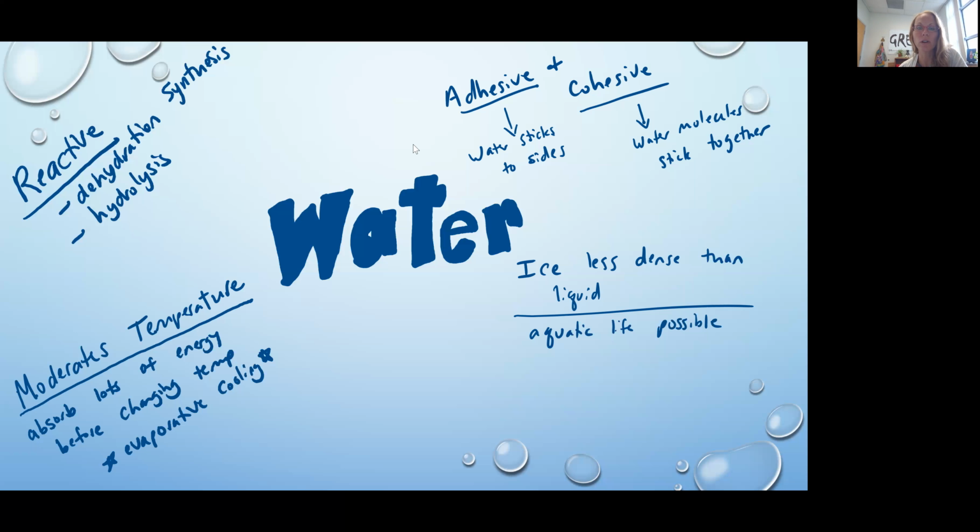This is important for aquatic life because it means that our ice is floating. Rather than our lakes and oceans freezing from the bottom up and pushing all life out of that system, we have ice forming at the top and floating up to the top of those aquatic environments.